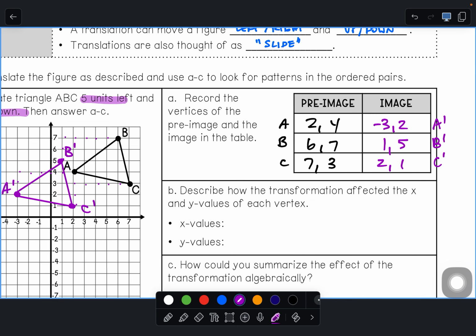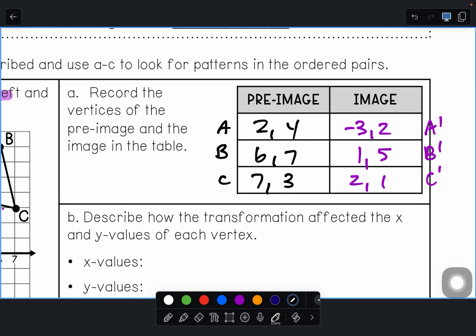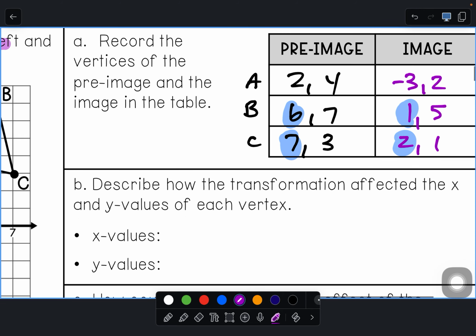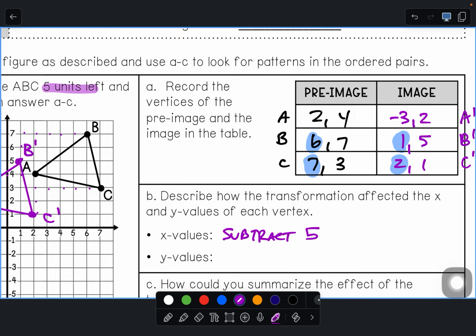Describe how the transformation affected X and Y values in each vertex. We're trying to come up with an algebraic way to do this as well. If I'm moving 5 units left, you'll notice my X values in each of my coordinates, 7 and 2, subtracted 5. 6 and 1, subtracted 5. So the idea here would be that the X values, we subtract 5 to get the new X value.